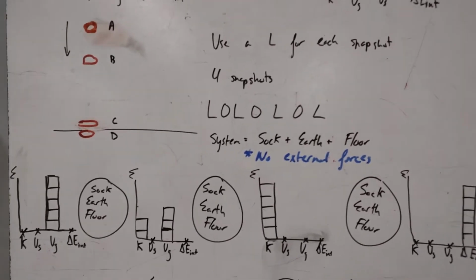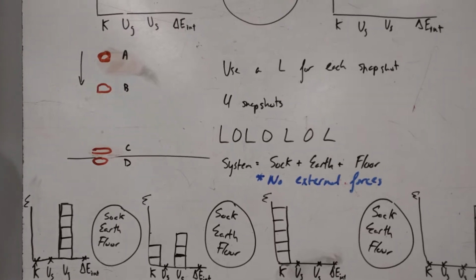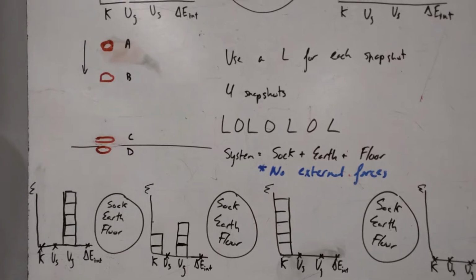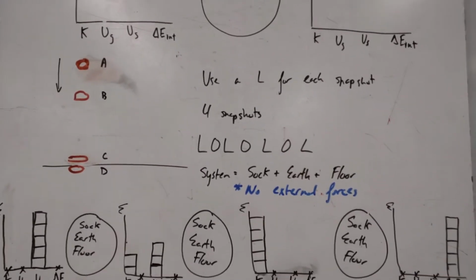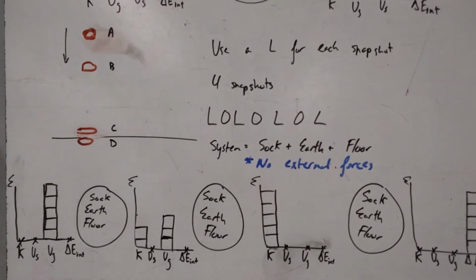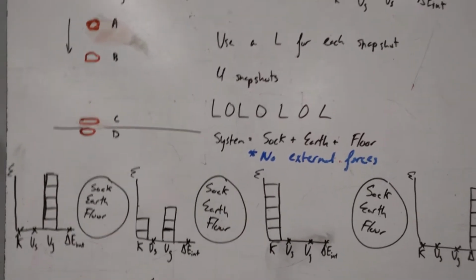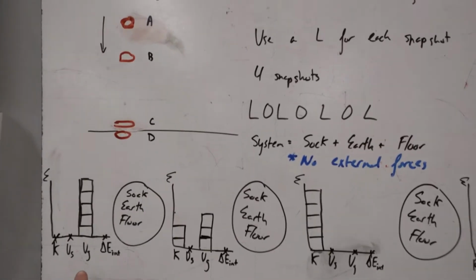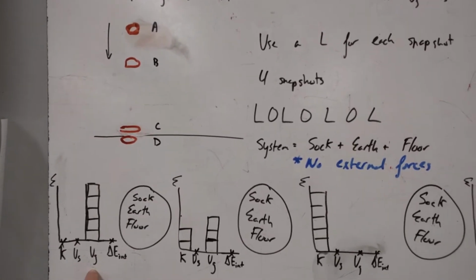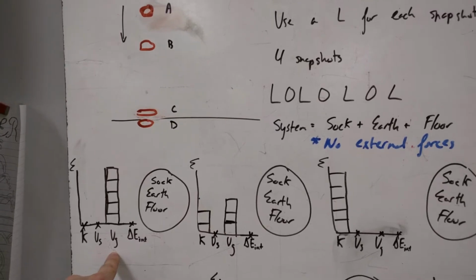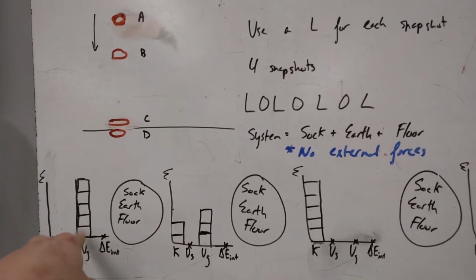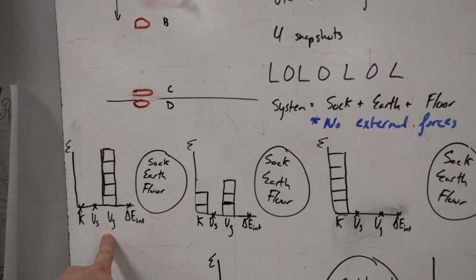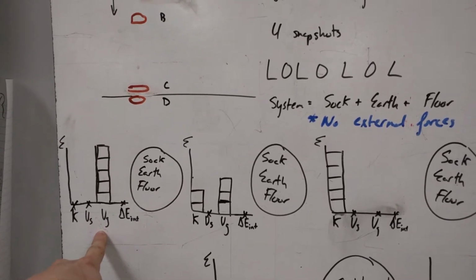My system, I will say, is the sock, earth, and floor. I'm choosing the floor too so that there are no external forces present. And you'll see why and how that is convenient in a minute. So the first energy diagram looks something like this. All of my energy at A is in gravitational potential energy. I just decided on 5 blocks. This is kind of arbitrary. It just shows that all the energy is in gravitational potential energy.